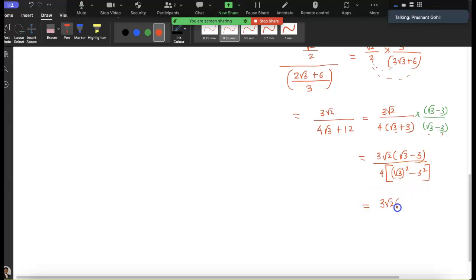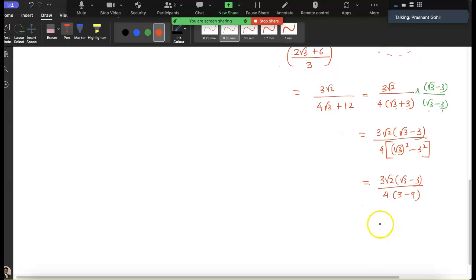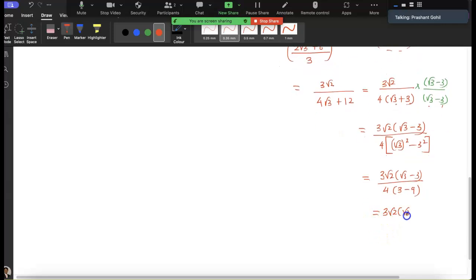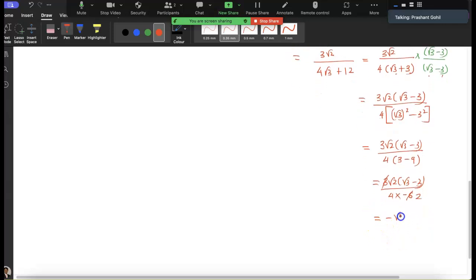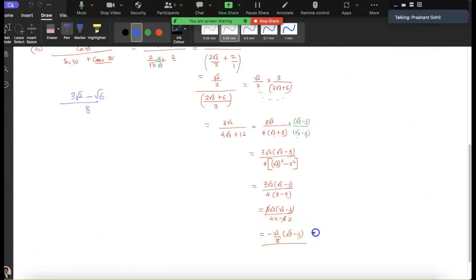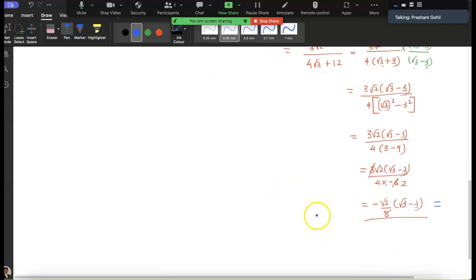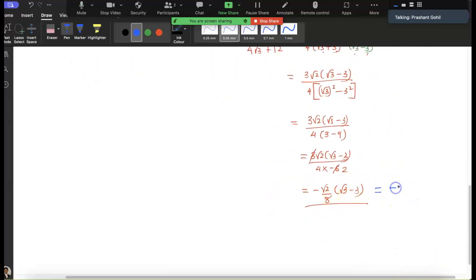So that will be 3 root 2 times root 3 minus 3, and the denominator 4 into 3 minus 9, that is 4 times 3 root 3 minus 6, sorry. So this and this cancel. 3 2s are 6. So minus root 2 over 4 2s are 8 root 3 minus 3. This is your rationalized answer. Look at the answer behind, you'll get an idea. See, I'll tell you how. When you open the brackets, root 2 into root 3 is root 6. Minus into minus is plus. This is 3 root 2 upon 8.